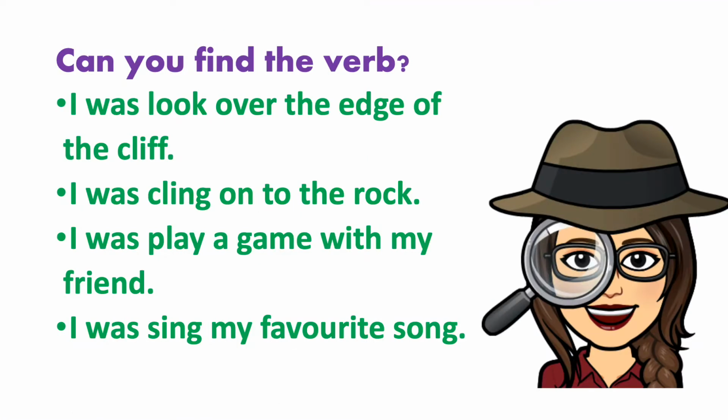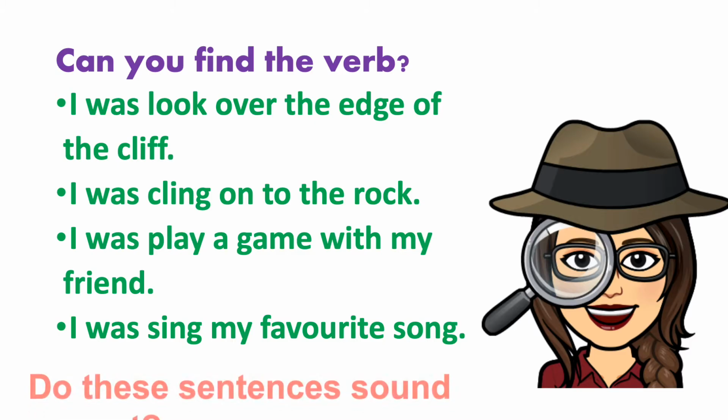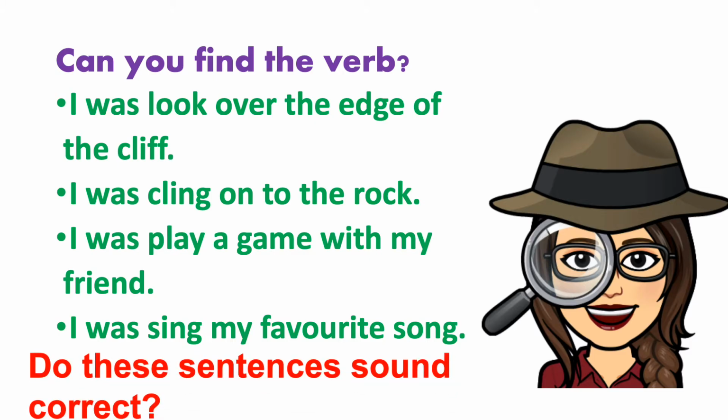Can you find the verb in these sentences? I was look over the edge of the cliff. I was cling on to the rock. I was play a game with my friend. I was sing my favorite song. Do these sentences sound correct?